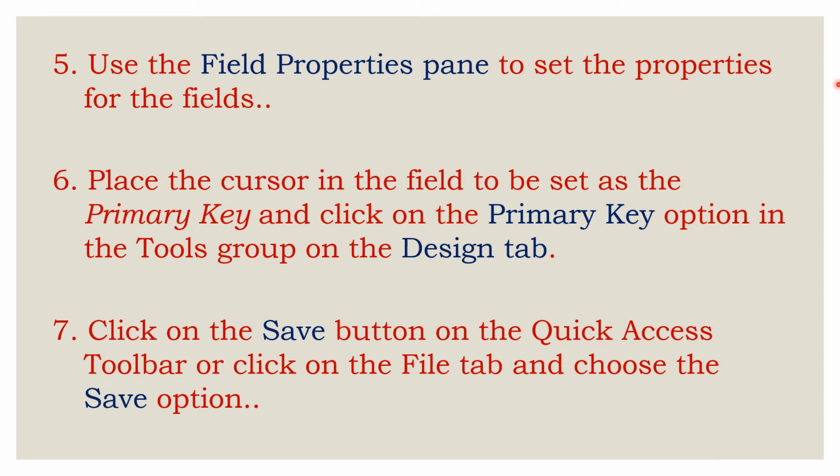Use the field properties pane to set the properties for the fields. Place the cursor in the field to be set as primary key and click on the primary key option in the Tools group on the Design tab. Click on the Save button on the Quick Access toolbar or click on the File tab and choose the Save option.